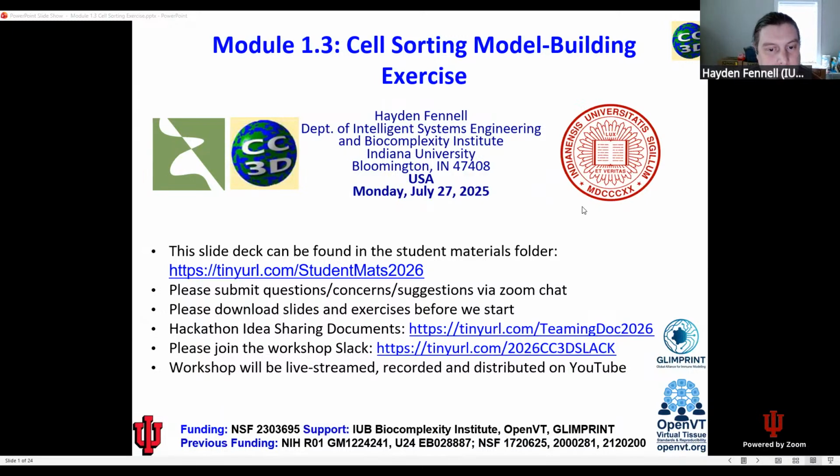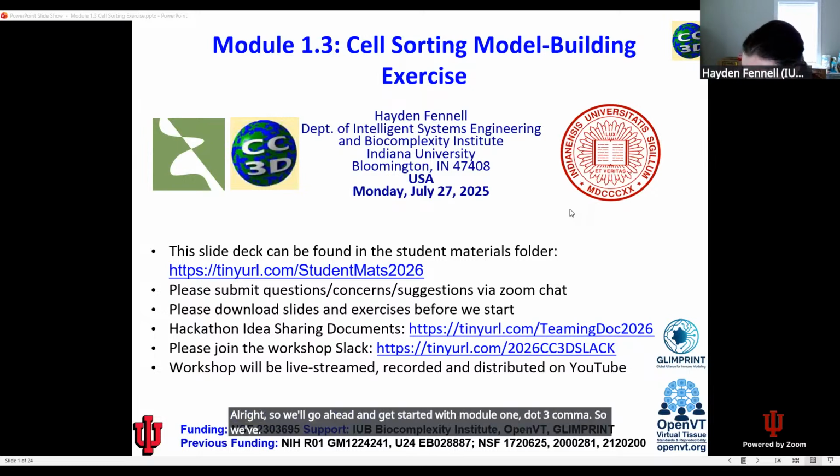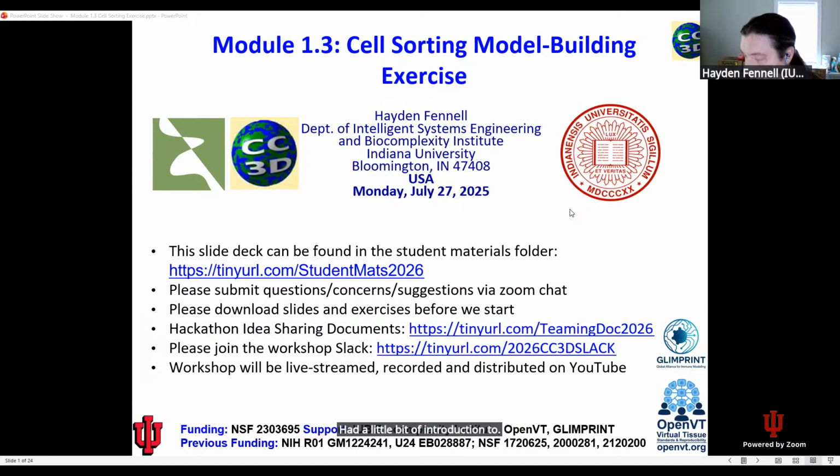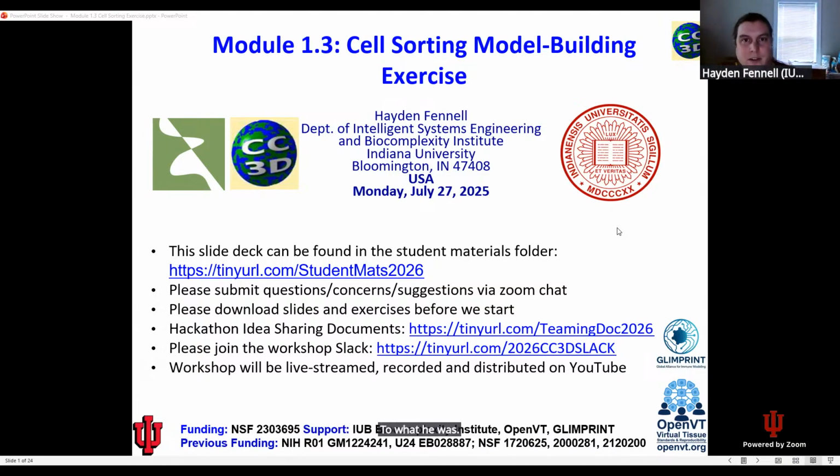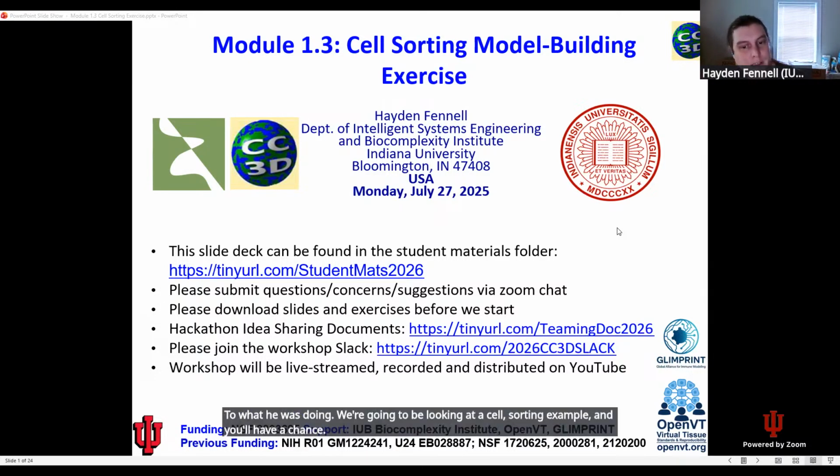All right, so we'll go ahead and get started with module 1.3. So we've had a little bit of introduction to how to use CompuCell, what's been done with CompuCell at module 1.1, and then Pedro just taught us all about the underlying algorithm that runs CompuCell simulations. And this exercise is going to be kind of a follow along to what he was doing. We're going to be looking at a cell sorting example, and you'll have a chance to actually build a model on your own this session.